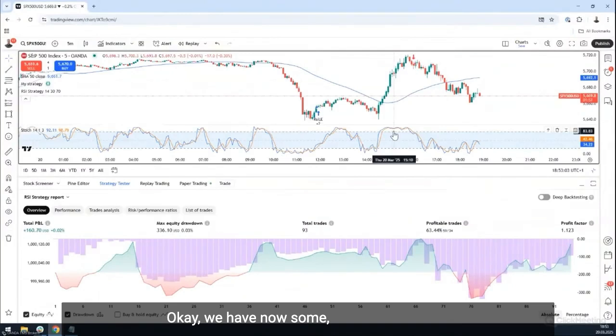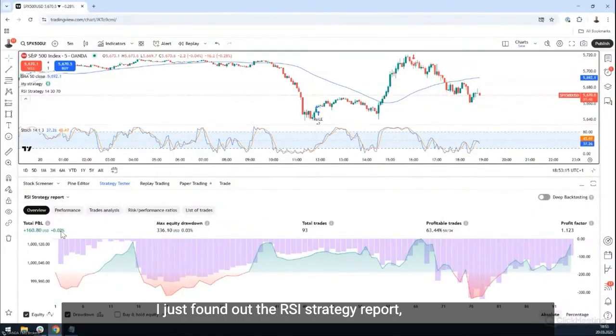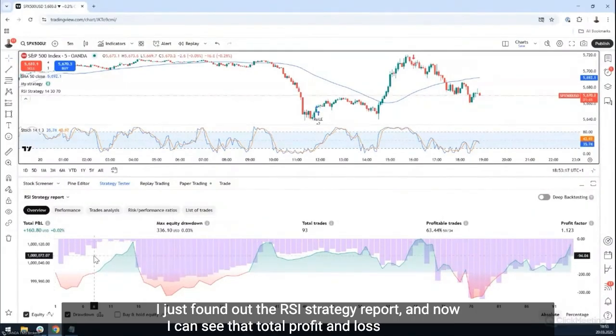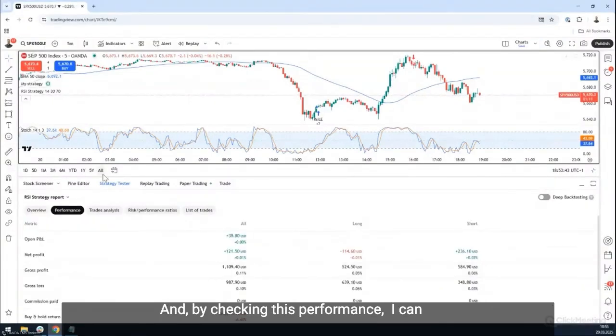Okay, we now have a different strategy. I just found it by using the slash button or these indicators. I just found the RSI strategy report. And now I can see that total profit and loss is positive. I can see that it is $171 on plus, but the maximum equity drawdown is above 300. Total trades 93. Profitable trades 63%. And by checking this performance, I can have information about how the strategy is working.